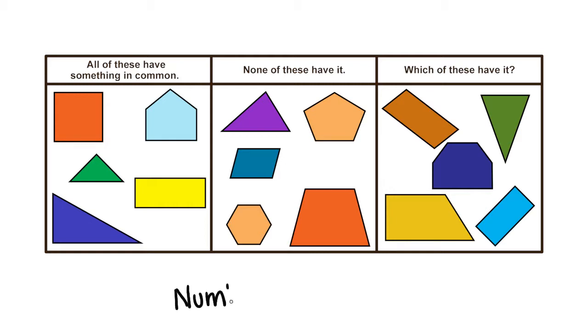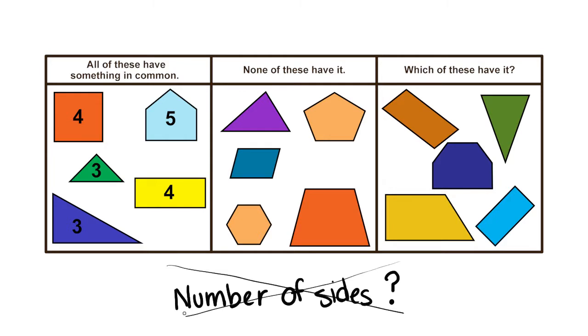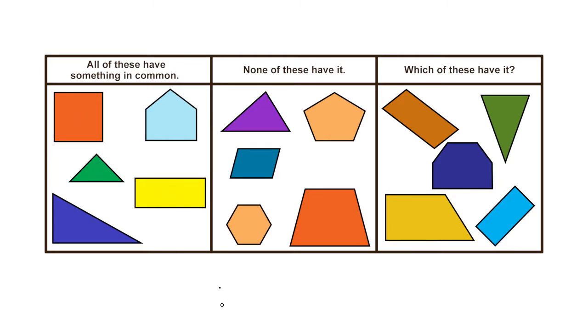Let's first look at the shapes and determine the number of sides. Notice there are 3, 4, and 5-sided figures. It can't be the number of sides. Next, let's look for the presence of parallel sides. There are 2 triangles in this group, and they do not have parallel sides, so it can't be that.